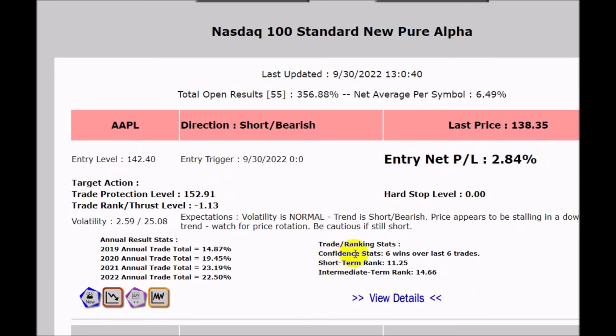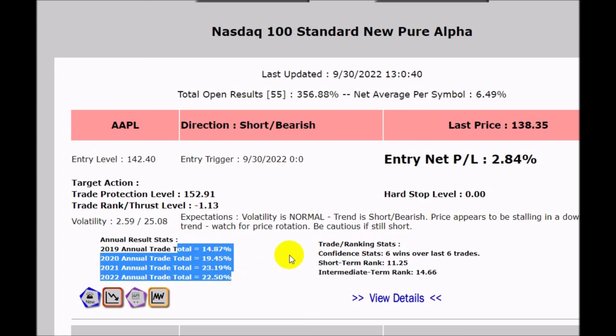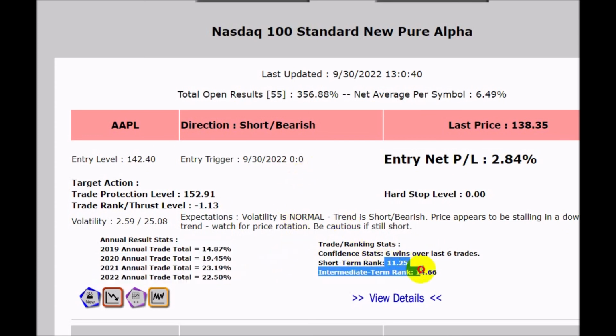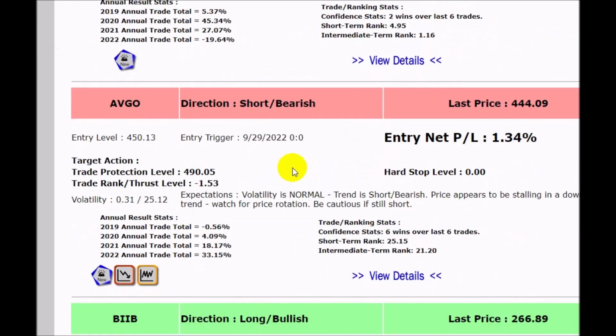But over the last 6 trades, we've consistently had winners. It's been very consistent over the last couple of years. This is a great trade setup, a little bit more volatile than I would like. So I might only trade a half of my allocation here. Here we have a trade in AVGO, $440 stock, 25 and 21% ranking, which means it's very volatile. 6 of the last 6 trades. So I would probably trade a third or a quarter of my allocation for this.